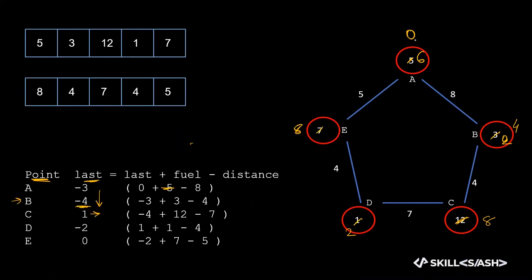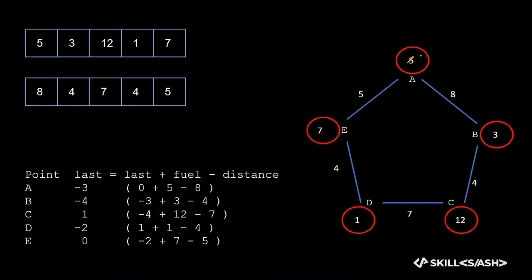So 0 plus 6, 6, 6 minus 8, minus 2, right? Minus 2 plus 4, I'm getting a little bit confused. Just a minute. Let me erase everything on the slide.